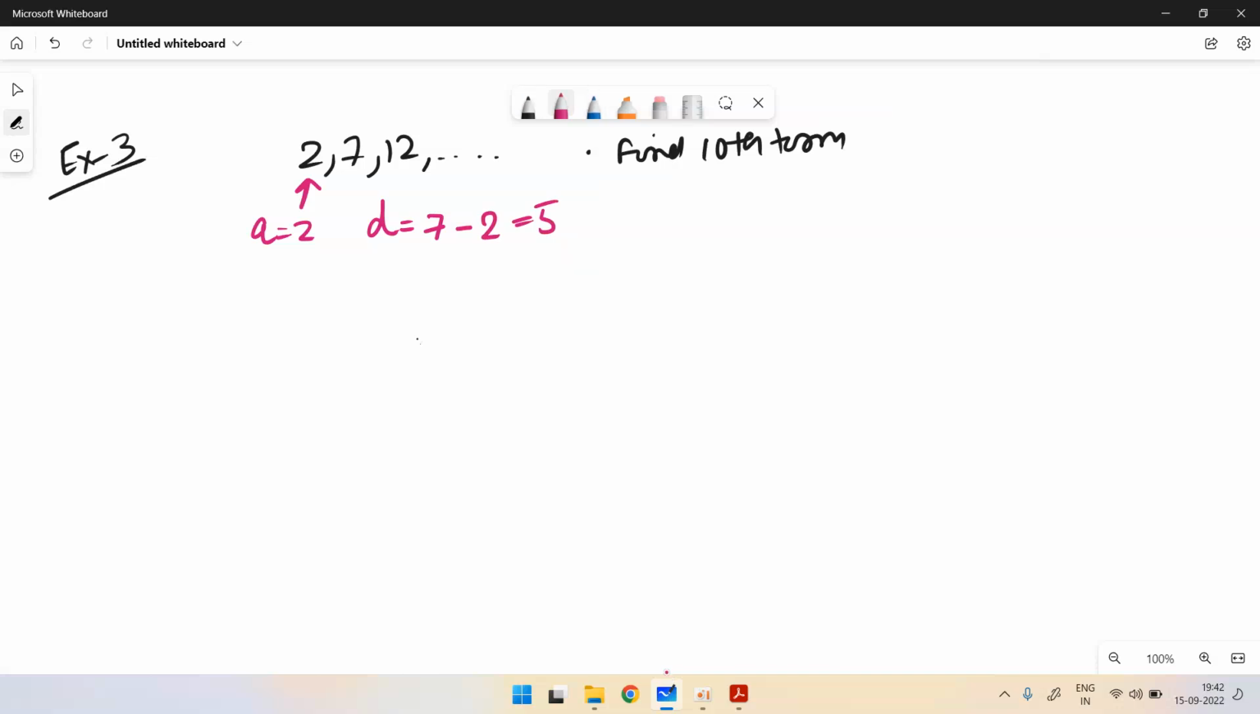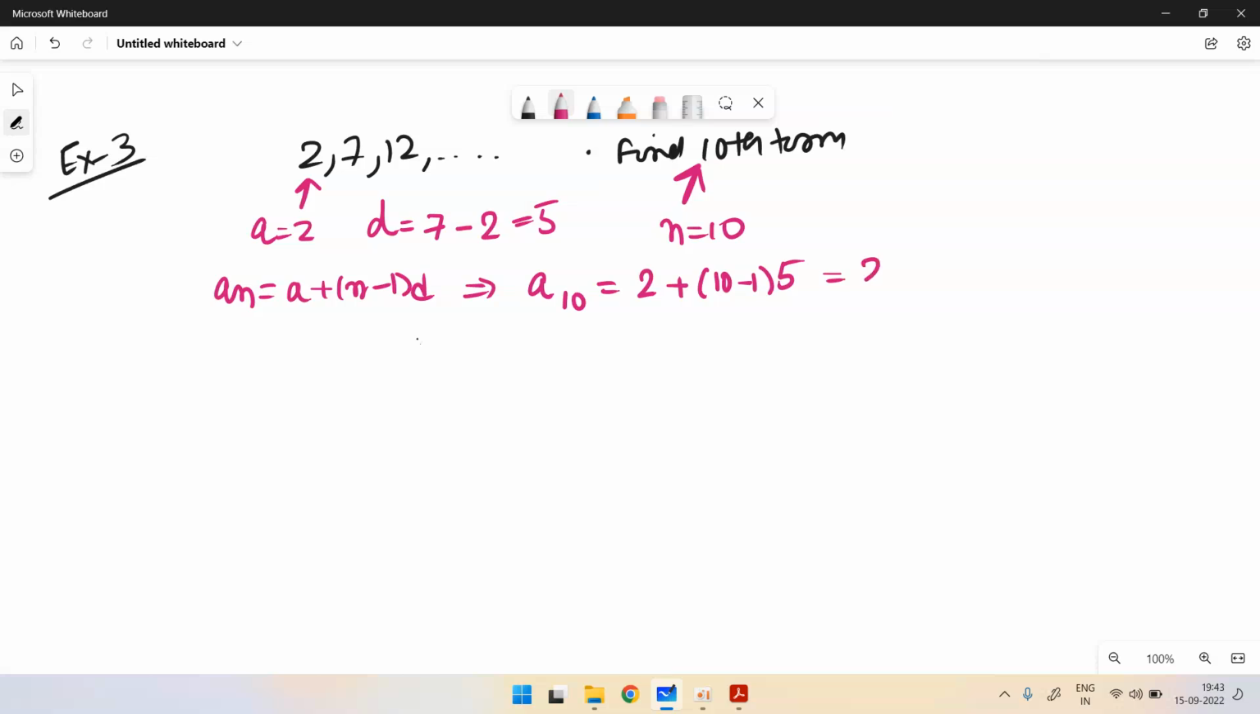Now if you apply the formula, a of n, the nth term, equals a plus n minus 1 d. You need to find the 10th term, which implies that the value of n is 10. So a of 10 is nothing but, in place of a you write 2, plus n is 10, so 10 minus 1, into d is 5. This is 2 plus 9 into 5, 9 into 5 is 45, plus 2 is 47. 47 is the answer. So the 10th term is 47.